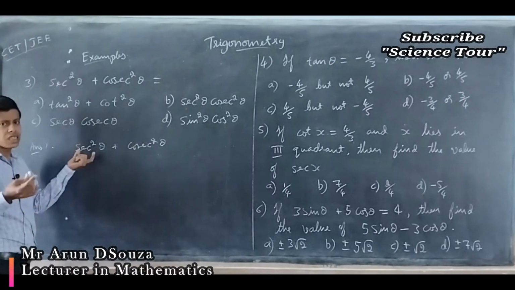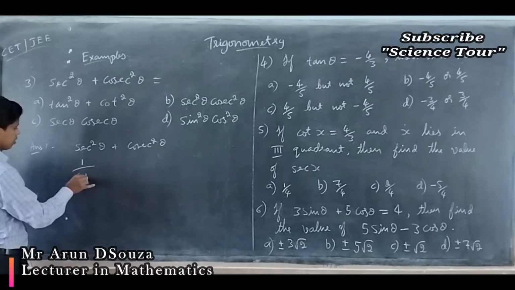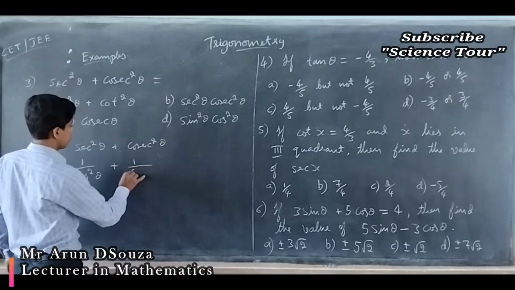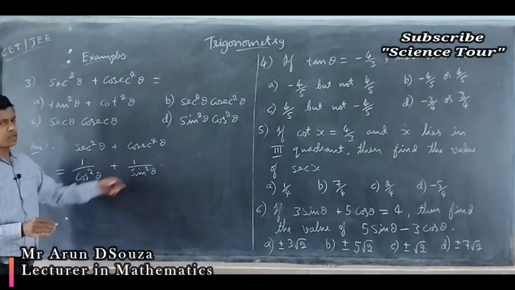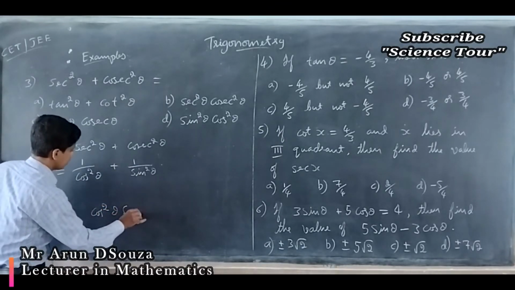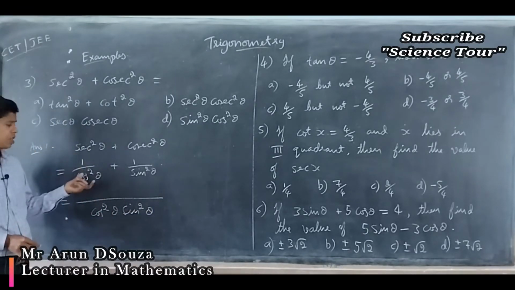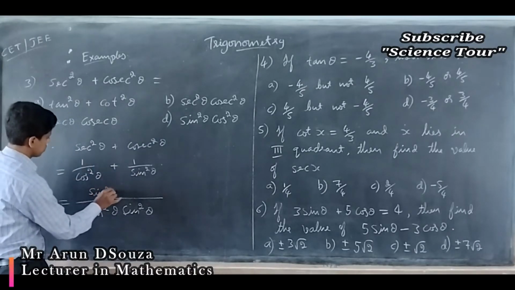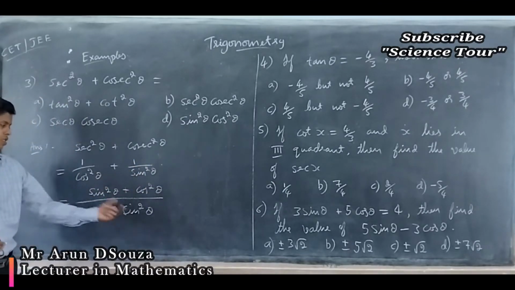Now what is sec theta? Sec theta is 1 by cos theta. So this is 1 by cos square theta. And what is cosec square? 1 by sin square theta. Now take the LCM. If you take the LCM, you will get cos square theta sin square theta in the denominator. Now sin square must be multiplied here obviously. So this is sin square plus cos square theta upon cos square theta sin square theta.